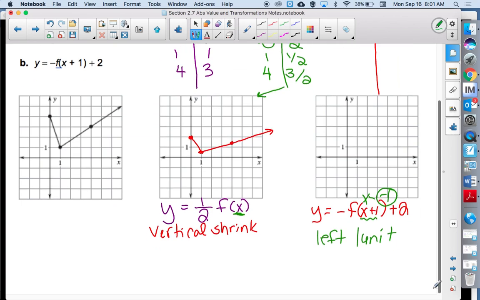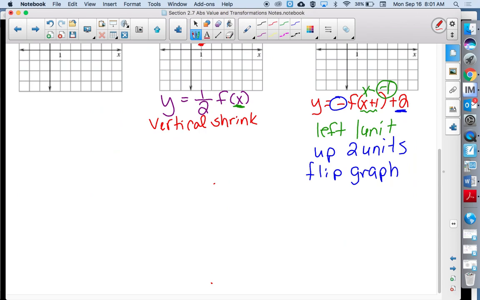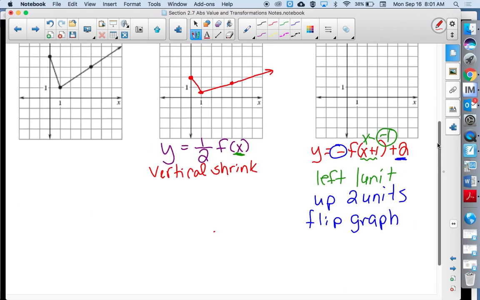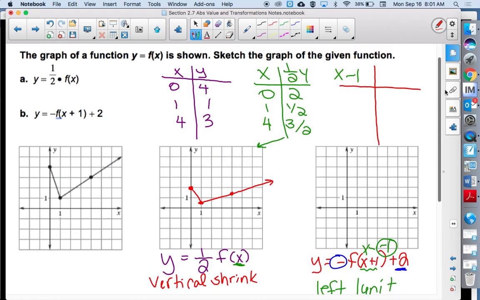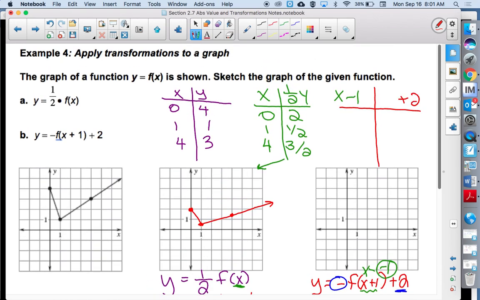What else is going on with this graph? Peter, what else? Yeah, so this plus 2 makes the graph go up 2 units. And then the last thing, there's a negative out front, not inside. Nina, what's that negative do? Makes the graph upside down. Yeah, it's going to flip the graph. It's going to make the whole thing go upside down. So it's moving up 2. That means my y value has to increase by 2.